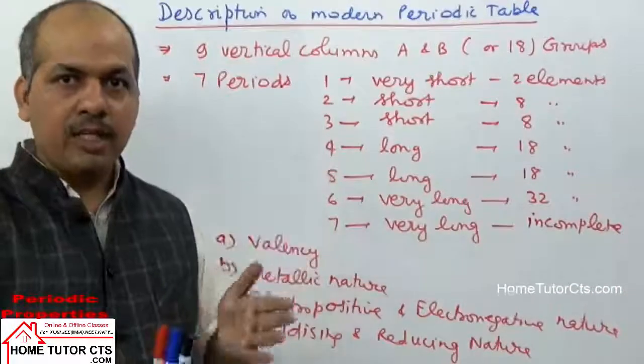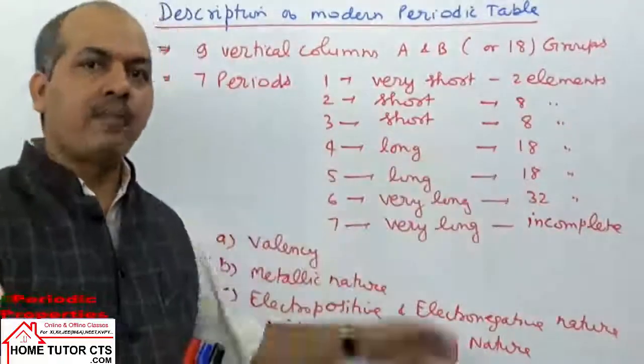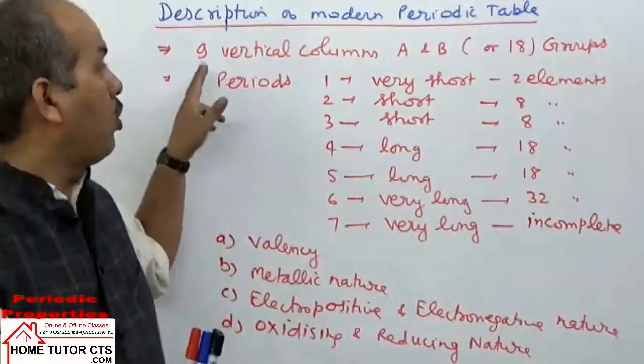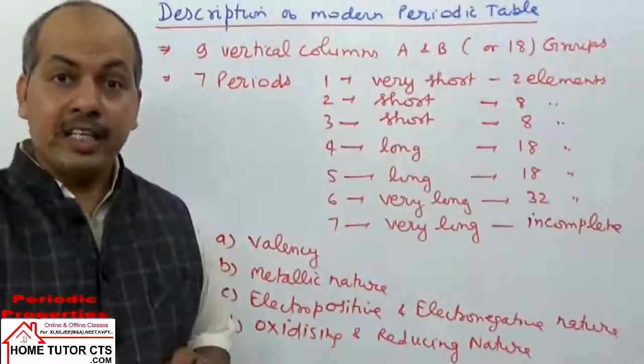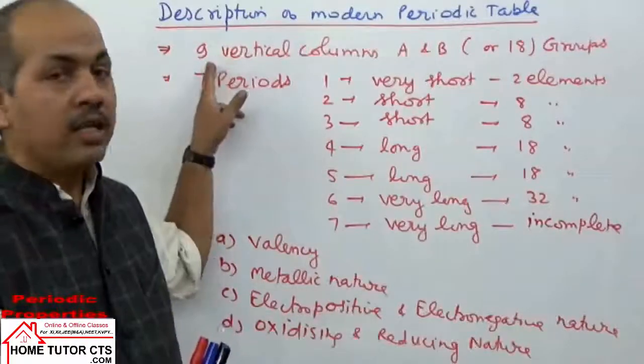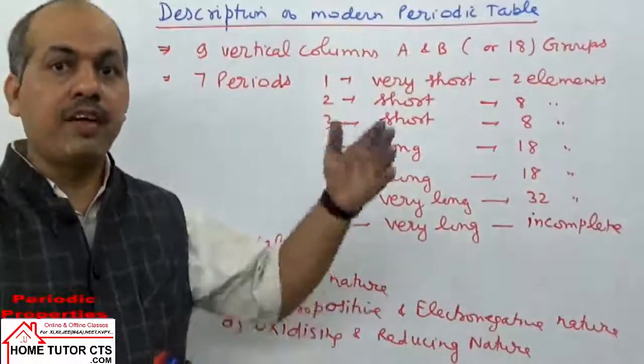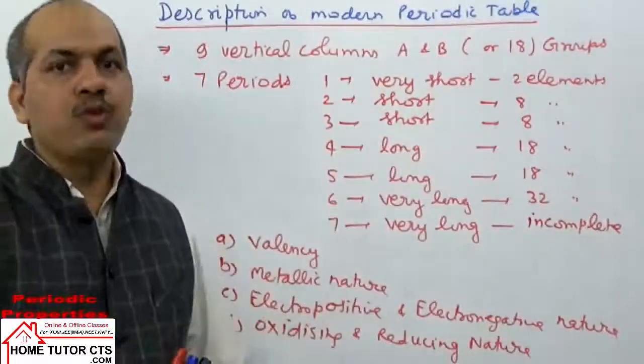We take the extreme left as group number 1, then 2, 3, 4, 5, 6, 7 up to 18. We have vertical columns which are called groups. We have 18 groups in the periodic table. In the older system they were taken as A and B subgroups, 1 to 8. We had 8 groups separately and group 0.